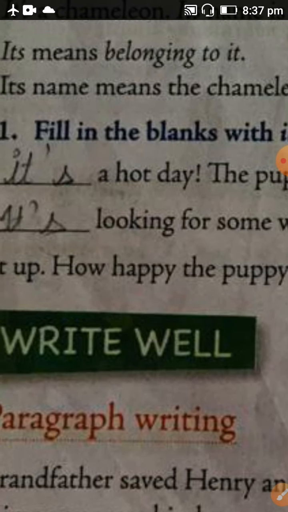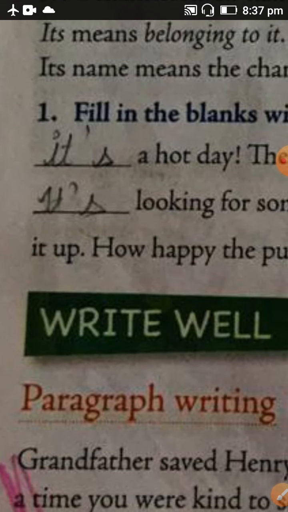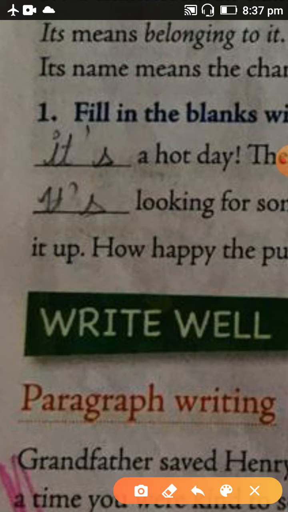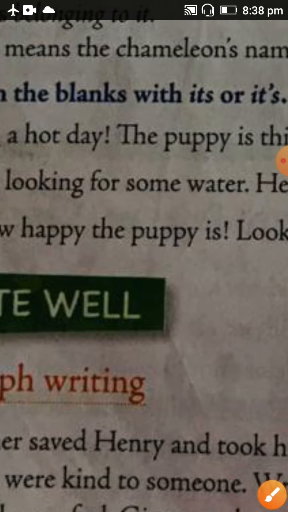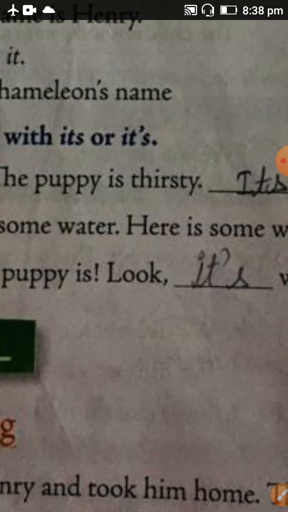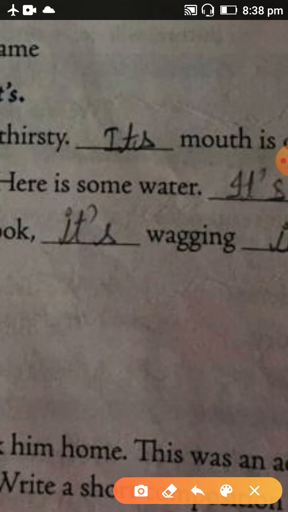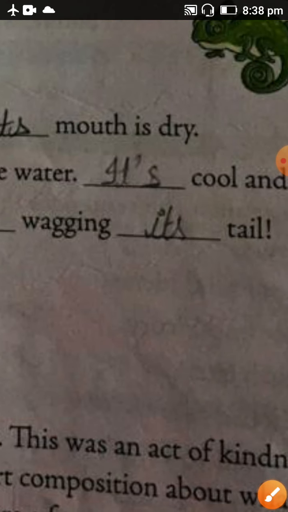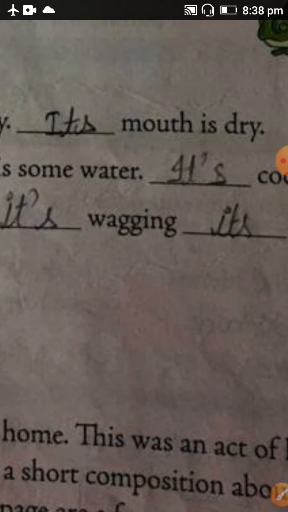See the fill in the blanks, you will understand this more. A hot day means it is a hot day. So we can write it's a hot day. Next, the puppy is thirsty. If we are going to talk about something that belongs to the puppy, we can write its. In Hindi we call it iska, means puppy's mouth, right? So its mouth is dry. Understood? You cannot write it is mouth, it is not like that.